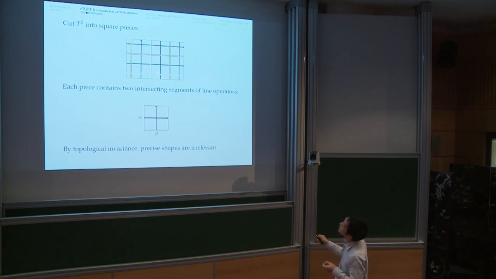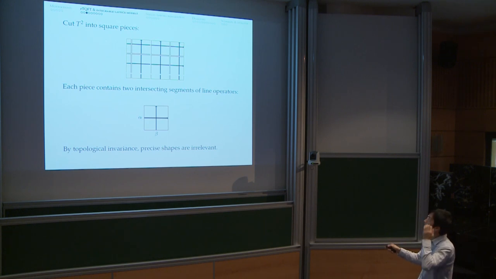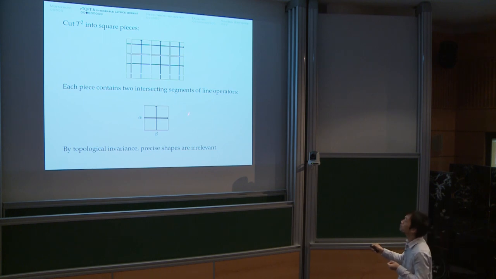Okay. Well, it doesn't show really. So here's actually there's a square. All right. So each square piece looks like this. So you have a little square and two intersecting segments of line operators. Here I have L alpha, L beta intersecting in the middle. All right, and because of the topological invariance of the theory, it doesn't matter exactly what the shapes of these squares are. Okay, only the topology matters.